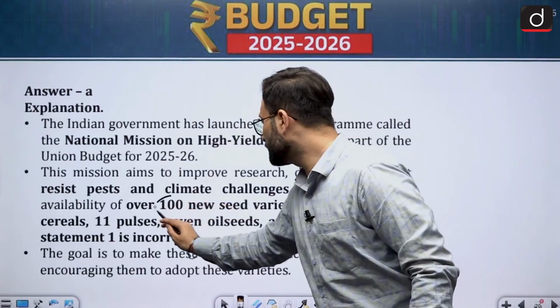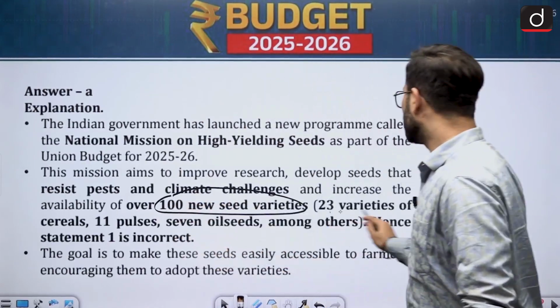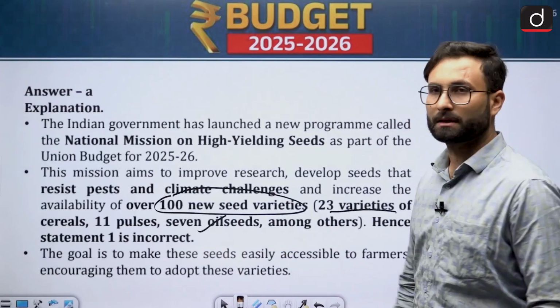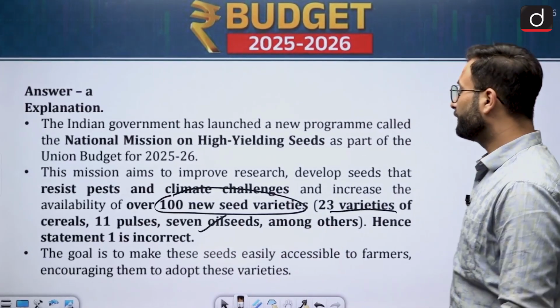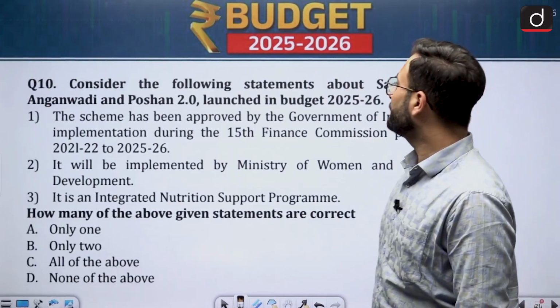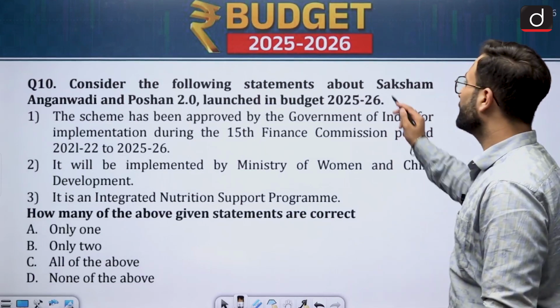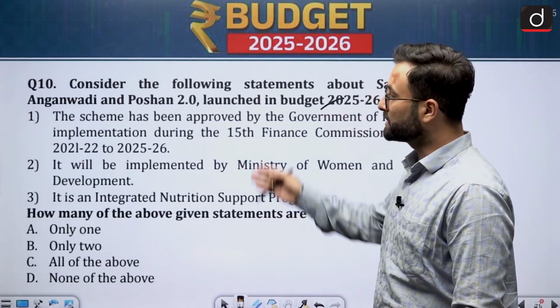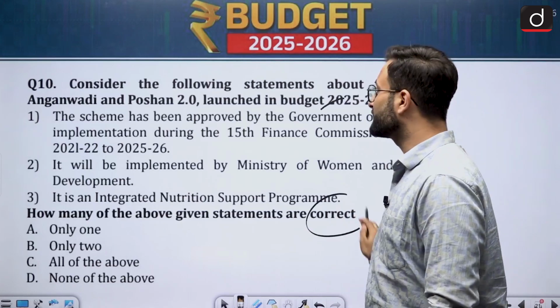Here you can say 100 new seed varieties will be there, 23 varieties of cereals will be there, 11 pulses and 7 oil seeds among others. Okay. Now moving further, question number 10, consider the following statement about the Saksham Anganwadi and Poshan 2.0 launched in budget 2025-26. Statements are given, you have to choose the correct statements over here.